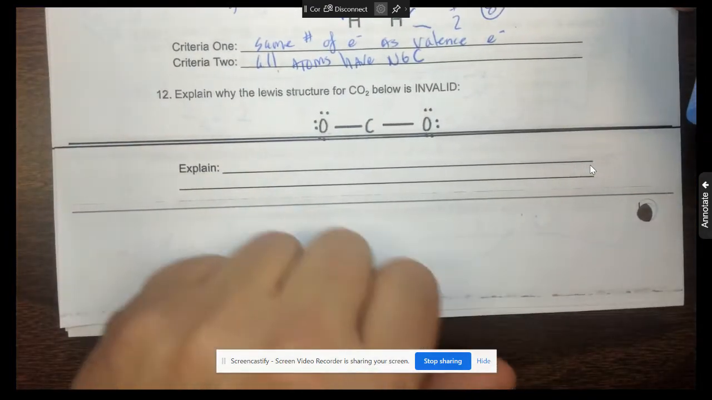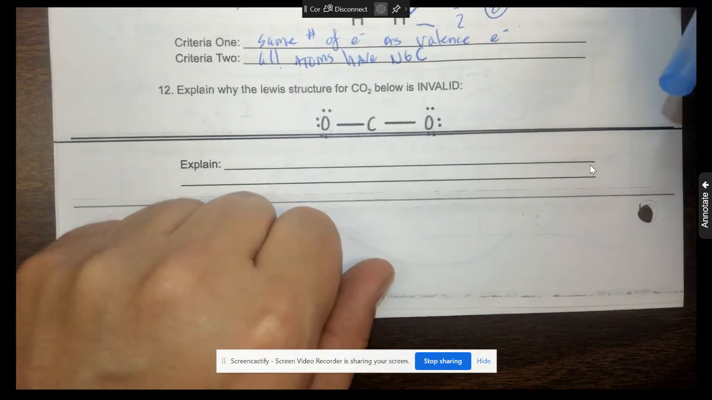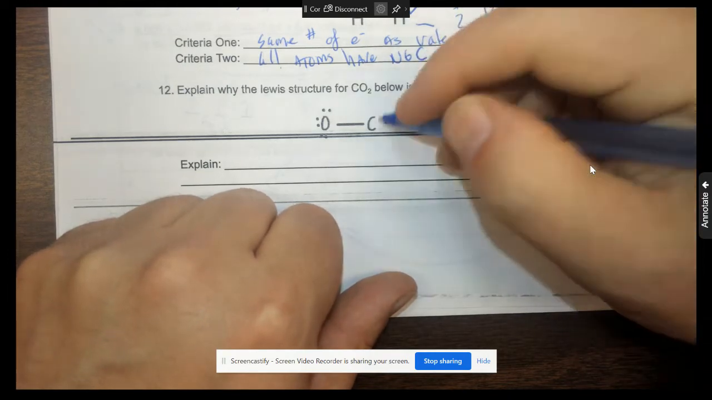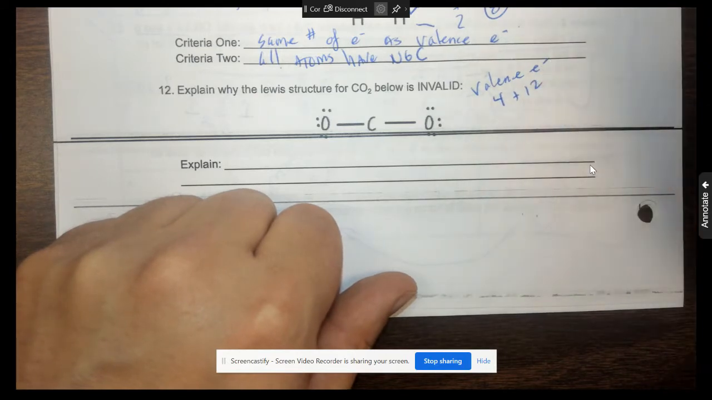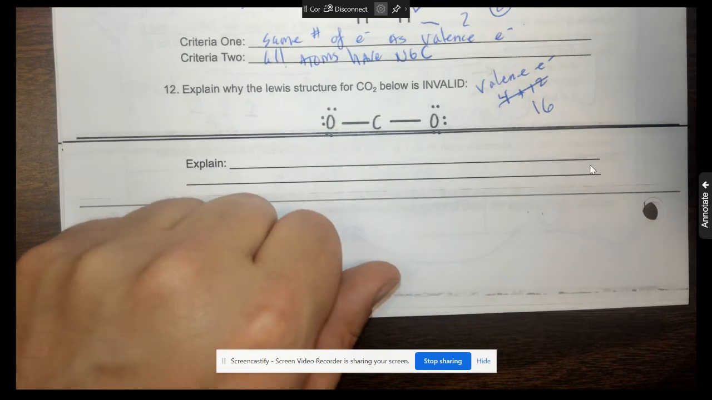Now let's get to number 12 and explain why this Lewis structure is invalid. Let's look at our first criteria, which is valence electrons. Carbon gives us 4. Each oxygen gives us 6. There's 2 of them. So 4 and 12 makes 16.